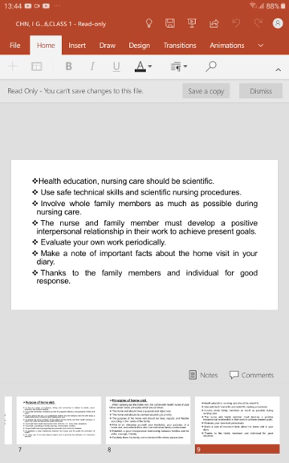Then, health education and nursing care should be scientific. Once you are giving health education appropriate to the needs of the patient, you should scientifically give the reason about the particular condition and give the appropriate education. Then use safe technical skills and scientific nursing procedures. For example, if the patient has diabetes, you should give health education as per the condition. Diabetes means the blood sugar level is high. As a nurse we should know what that condition is, and what health education we can give to the community people.